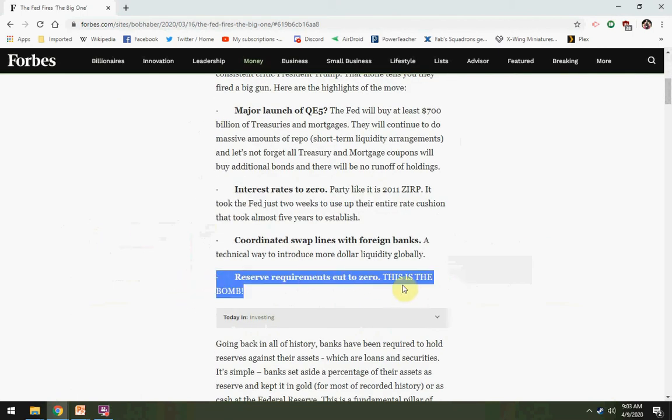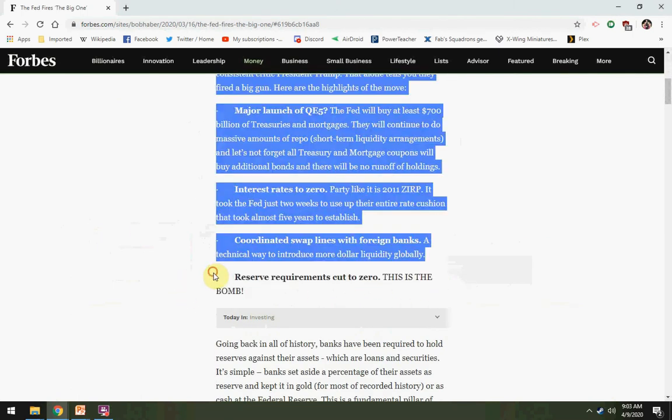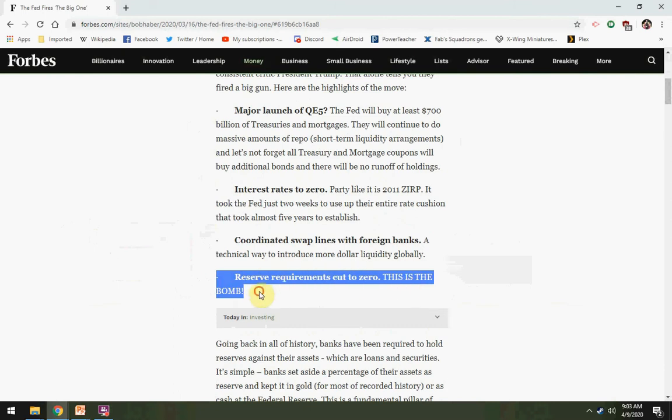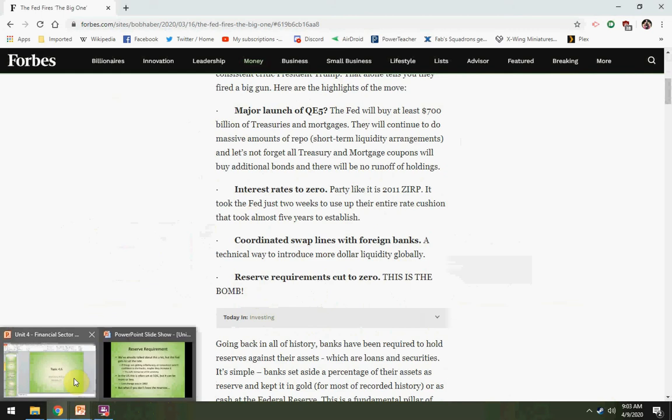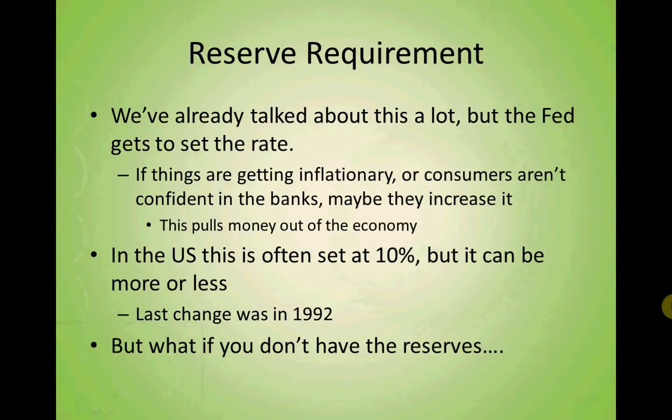Reducing the reserve requirement is kind of a dangerous thing below 10%, and we'll talk more about why that might be dangerous more so in Unit 5. But usually the Federal Reserve keeps the reserve requirement at 10%. All right. So what if you don't have any reserves?